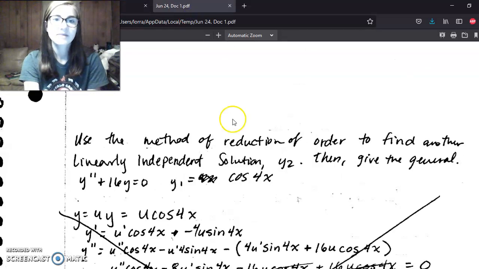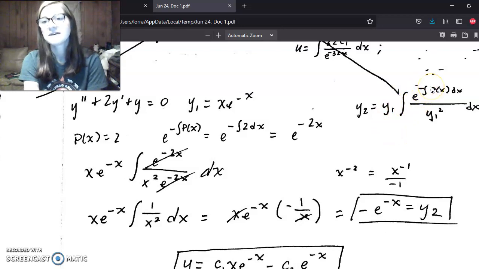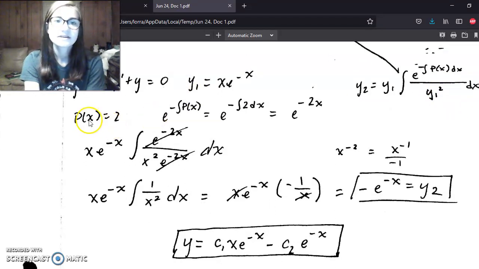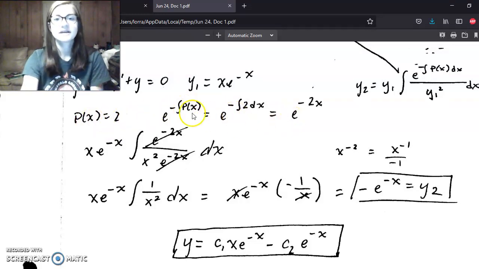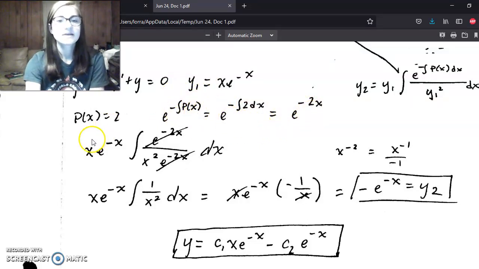And then for the second problem, we had y double prime plus 2y prime plus y is equal to 0, where y1 is equal to x e to the negative x. So for this one, you can just solve using y2 is equal to y1 times the integral of e to the negative integral of p of x dx divided by y1 squared dx. So I just plugged all the values in, where p of x is equal to 2, and so e to the negative integral of p of x is equal to e to the negative 2x. And then I just plugged those values in.